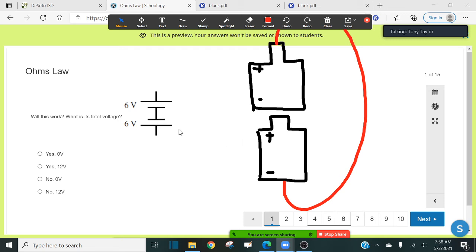But guys, look closely at this diagram right here. Is that how this is set up? Yes or no? What do y'all think? Is this diagram set up to where the negative end is connected to the positive end when you connect the two batteries? Yes or no? Anyone want to tell me in the chat box?